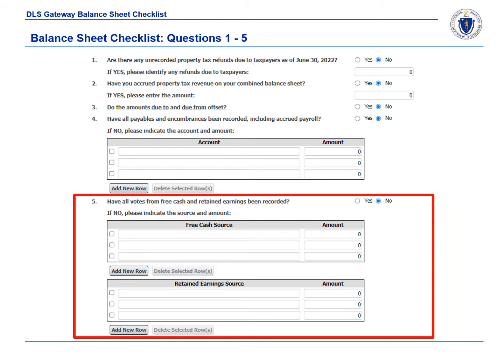We want to make sure we do not overstate the amount of remaining free cash from the prior fiscal year certification. The total of the retained earnings votes that have not been recorded is used to reduce the retained earnings calculation to make sure that we are capturing all retained earnings amounts that have been appropriated. We want to make sure we do not overstate the amount of retained earnings remaining from the prior fiscal year certification.